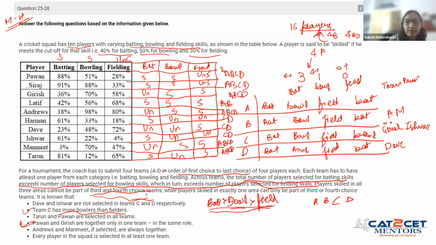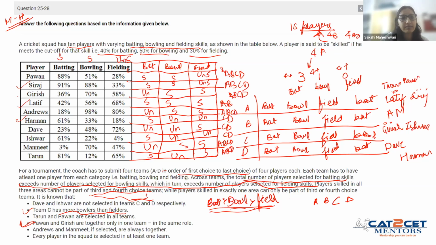Tarun, Pawan. I think we have not covered Siraj. We have covered Girish. We have not covered Latif. Harman is left. And yeah, three players are left. So Siraj can be in any of those, but Latif can only be in A and B. So Latif will be here only. Okay. And Harman, he can be in C and D only. So Harman will be here. That means Siraj will be here. See, you have all the team players for all of the teams.